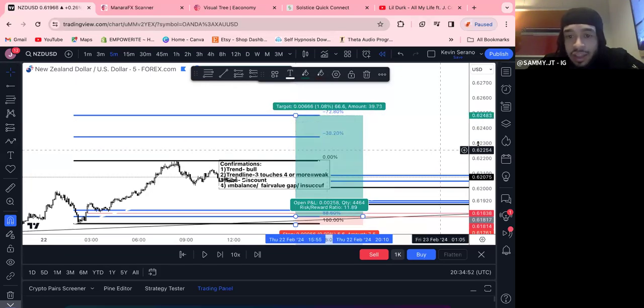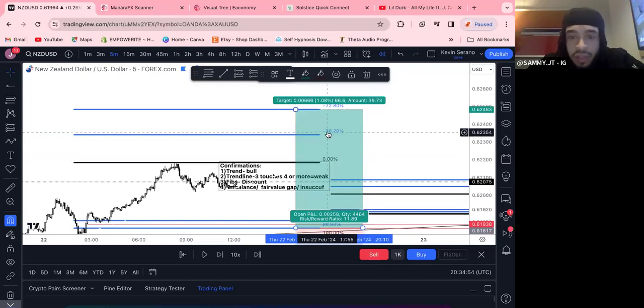If you want to get my extension fibs as well, you can put this into your Fibonacci. So 38 is an extension to the upside, and 72 is also an extension to the upside.